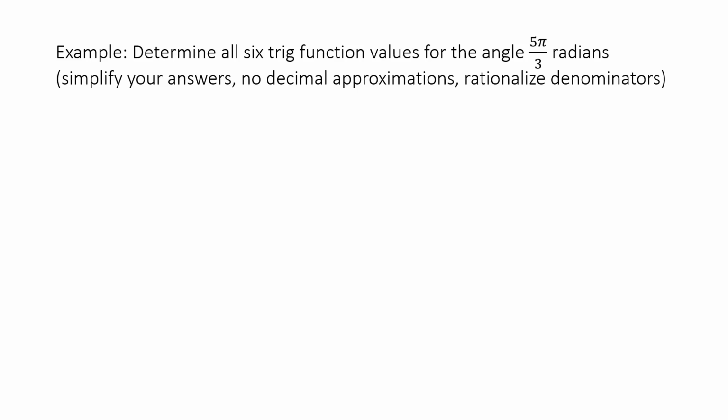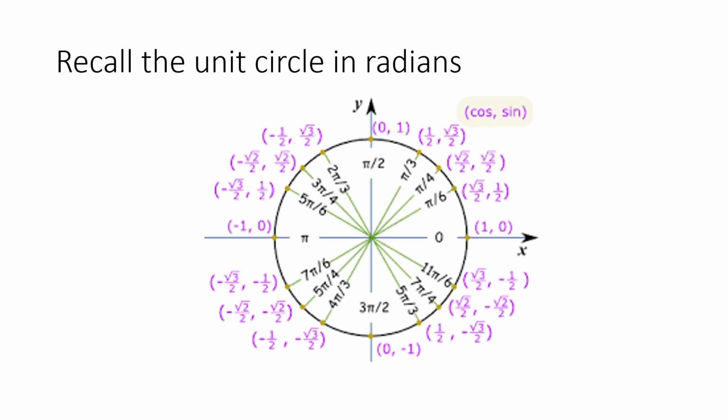So what if we were asked to determine all 6 trig function values for the angle 5 pi over 3 radians? Now we don't want to have any decimal approximations, and we want to rationalize our denominator.